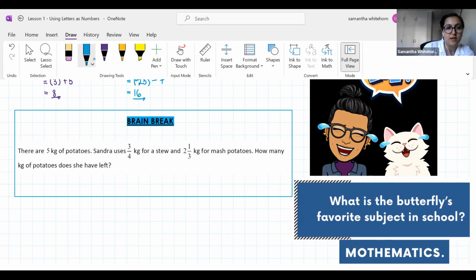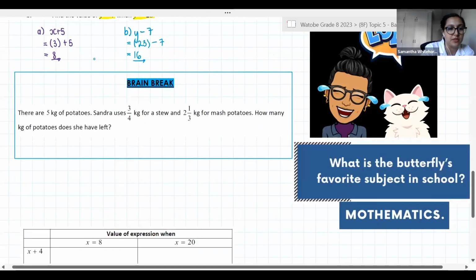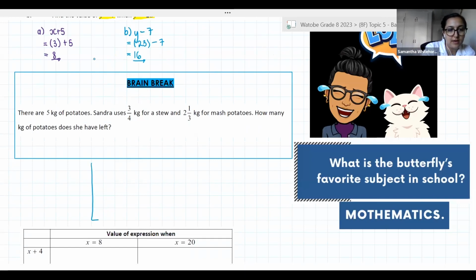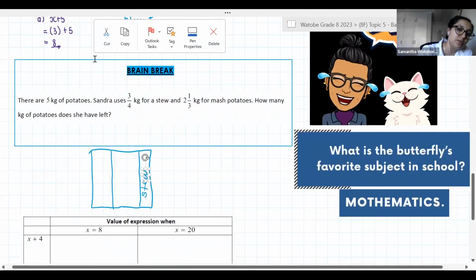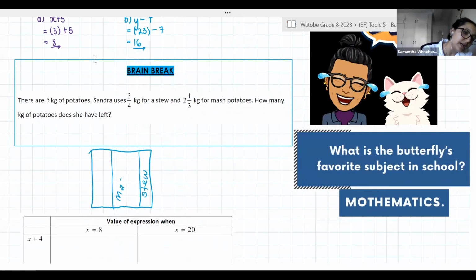So you're going to just have to excuse my beautiful diagram here. Here are my 5 kilograms of potatoes. It says she uses 3/4 kilograms for a stew. So let's just pretend that's 3/4. I'm not doing it very accurately, but there's my stew. Then she's using 2 1/3 kilograms for mashed potatoes.